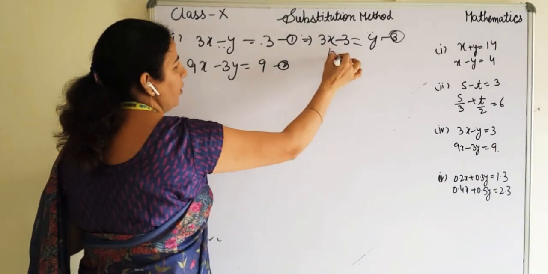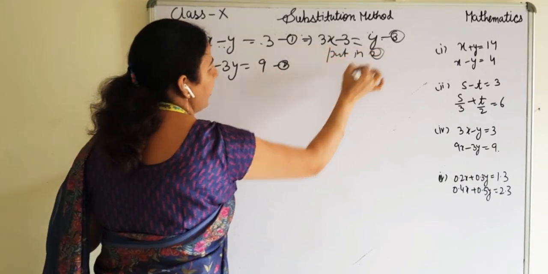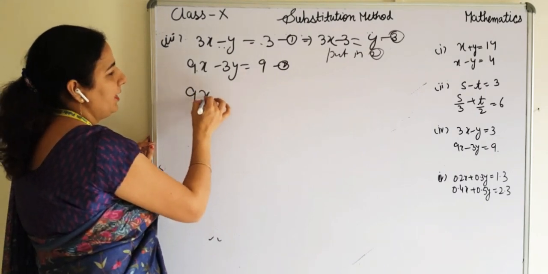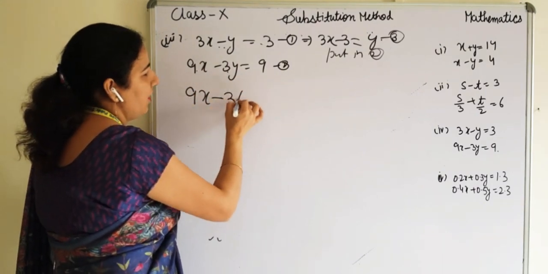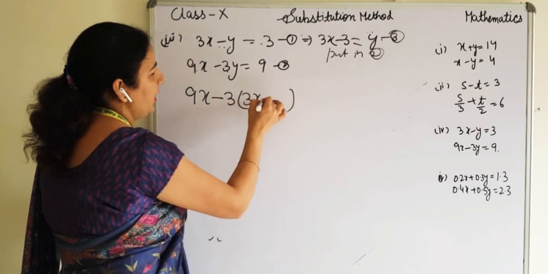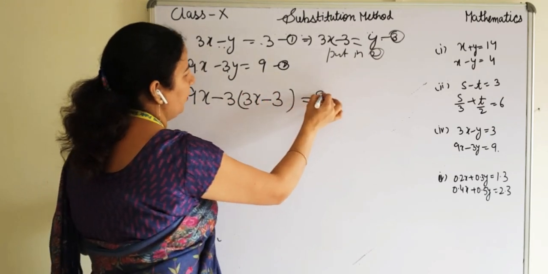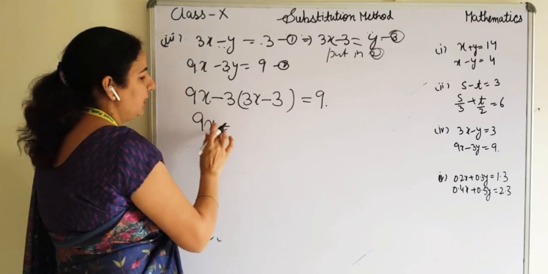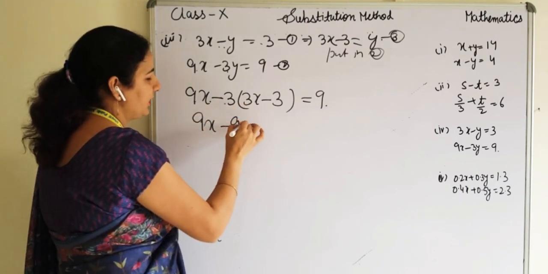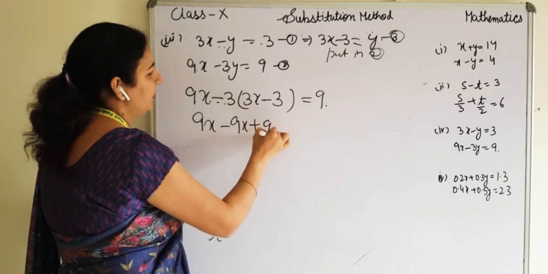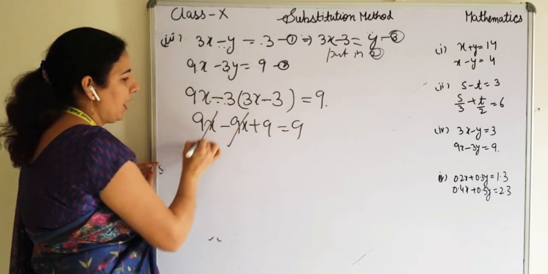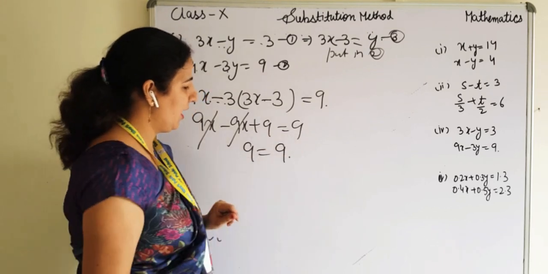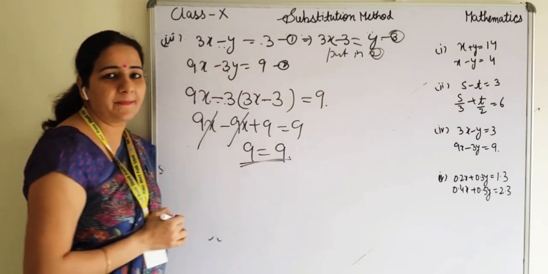Put this value in equation number 2. Now equation number 2 will be 9x minus 3. What is the value of y? 3x minus 3 is equal to 9. 9x minus 3 times 3 is 9x, minus minus plus 9 is equal to 9. 9x and 9x cancel. We are getting 9 is equal to 9. Now how will we solve this?